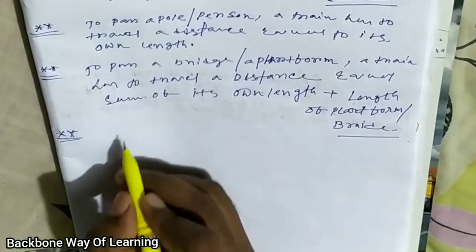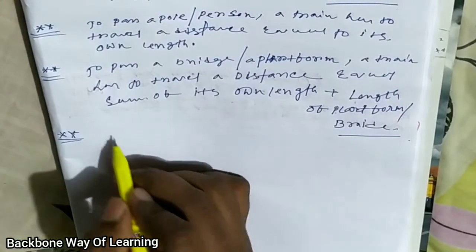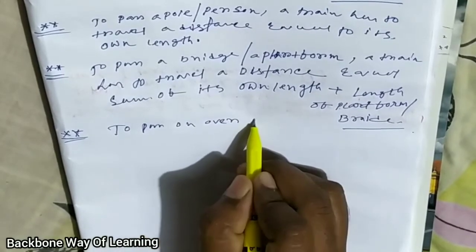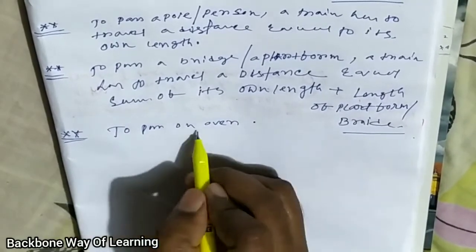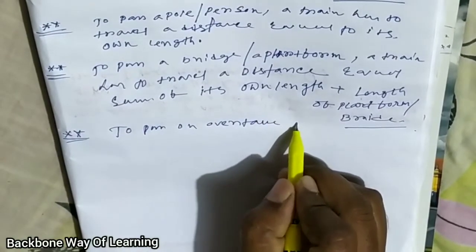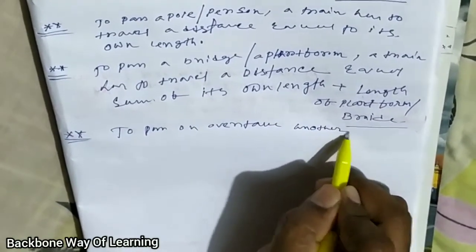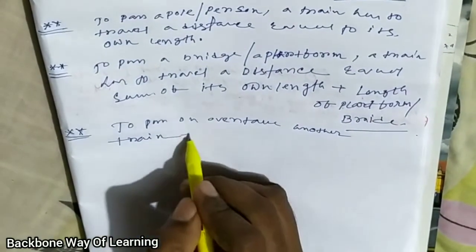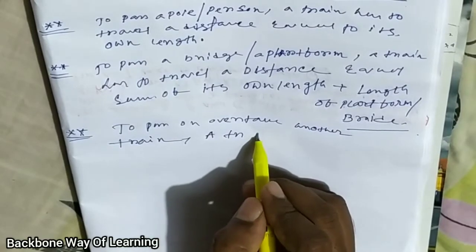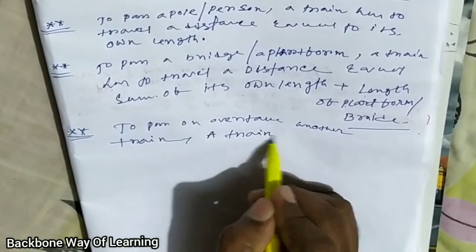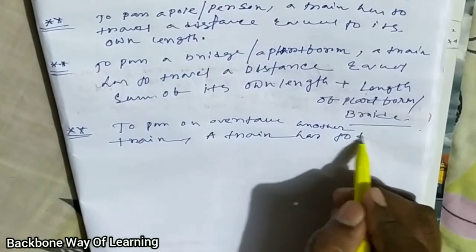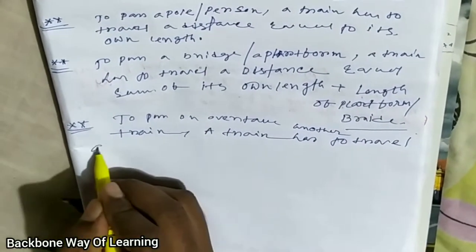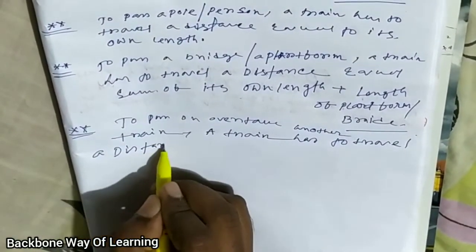Point number 3, to pass or overtake another train, a train has to travel a distance equal to the sum of the lengths of the two trains.